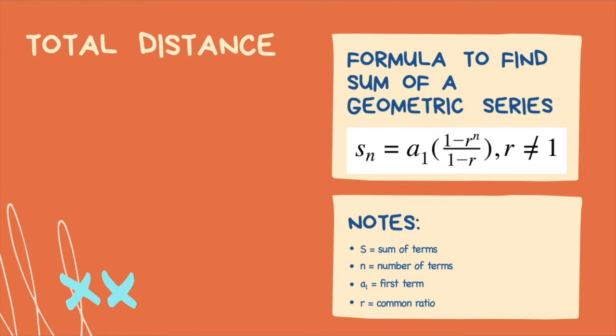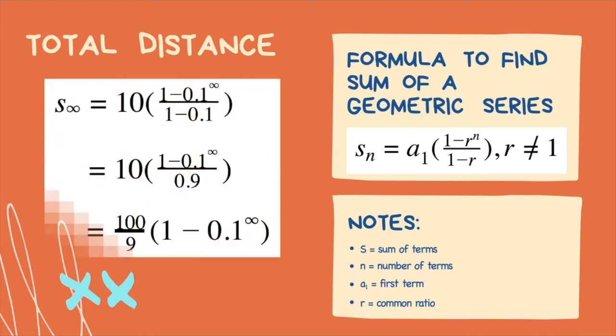By replacing a sub 1 with 10, r with 0.1, and n with infinity, we get S sub infinity equals 10 times 1 minus 0.1 to the power of infinity all over 1 minus 0.1, which is equal to 10 times 1 minus 0.1 to the power of infinity all over 0.9, which is also equal to 100 over 9 times 1 minus 0.1 to the power of infinity.